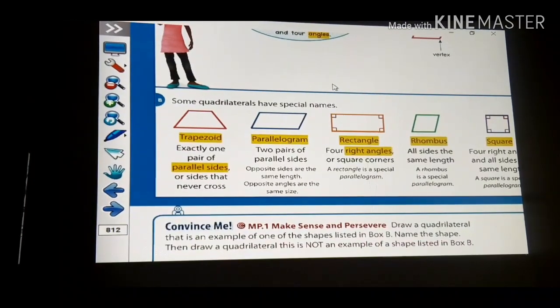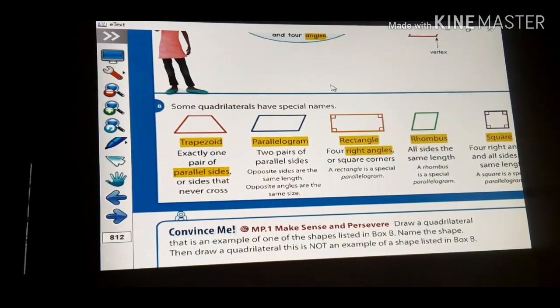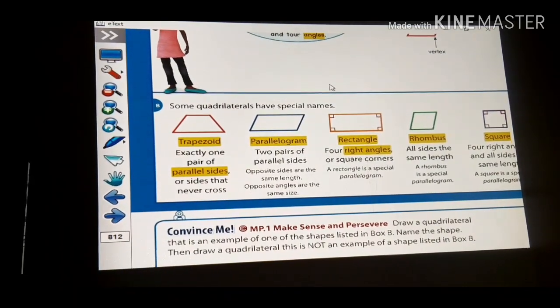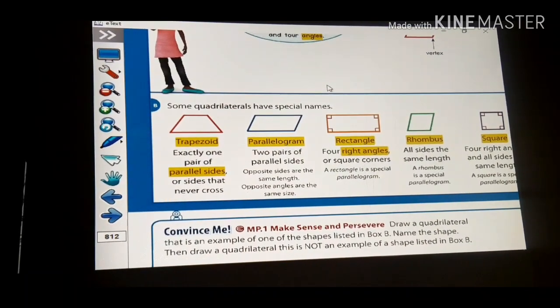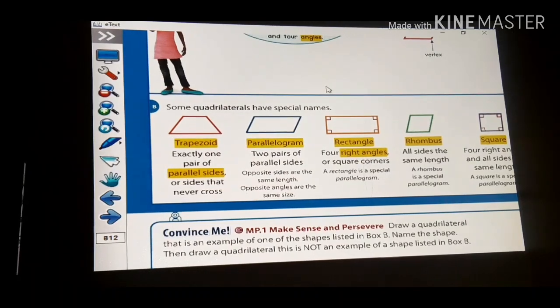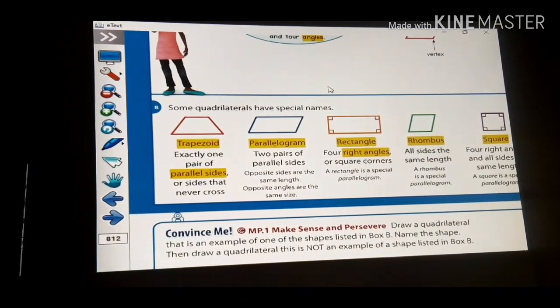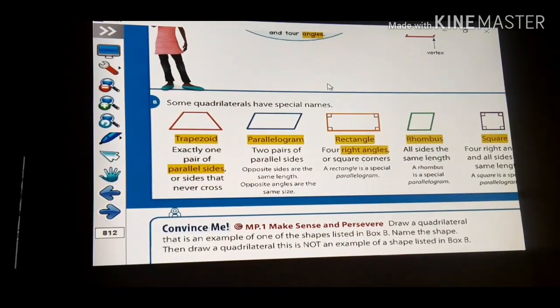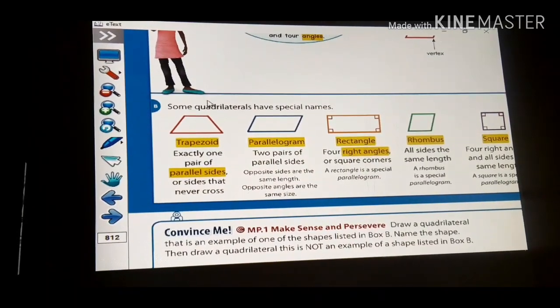Okay, so first, some quadrilaterals have special names. What is the meaning of quadrilateral? Quadrilateral means a shape with four sides. Once you hear four sides, remember it's a quadrilateral. We studied it in grade 2. So let's start with the first shape we have today.